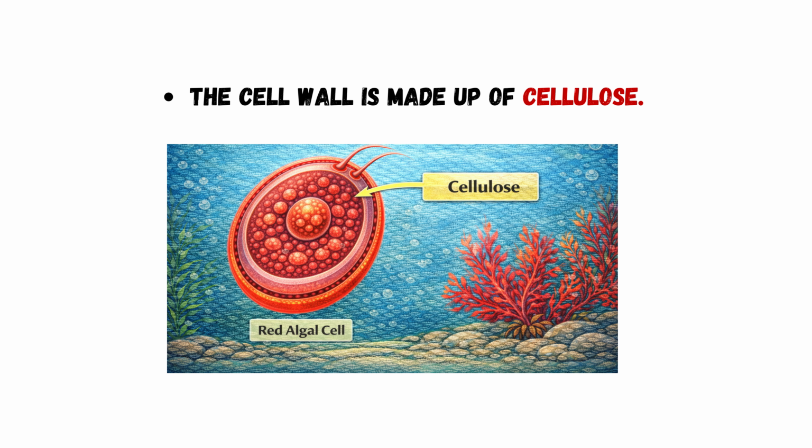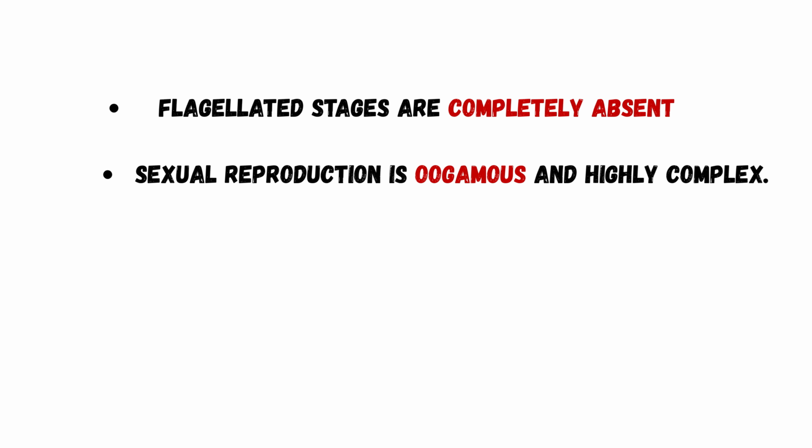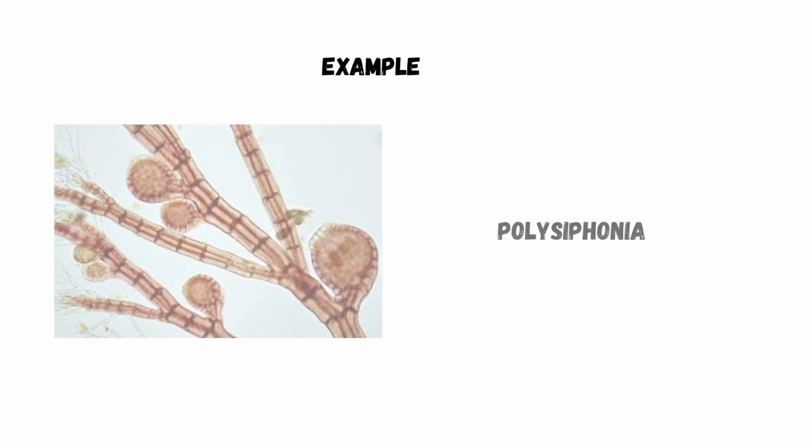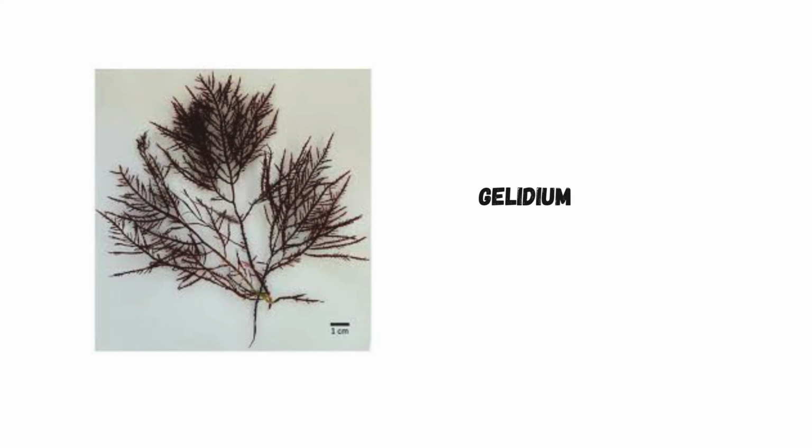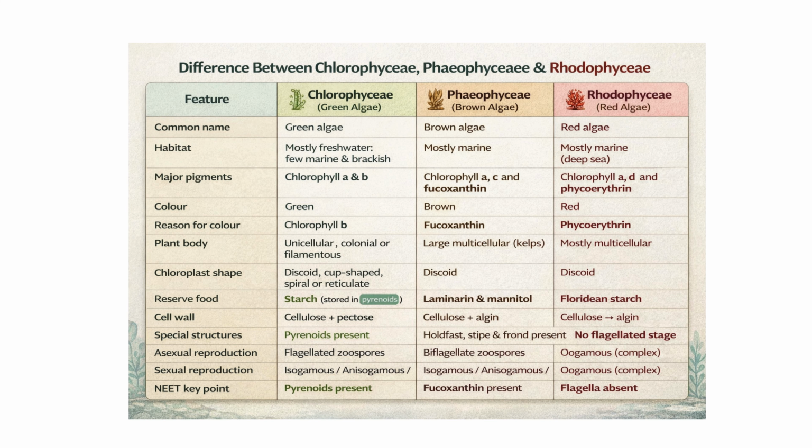The cell wall of the red algae is made up of cellulose, and flagellated stages are completely absent, which is a very important point for NEET. Sexual reproduction is oogamous and highly complex. Examples are Polysiphonia, Porphyra, Gracilaria, and lastly Gelidium.